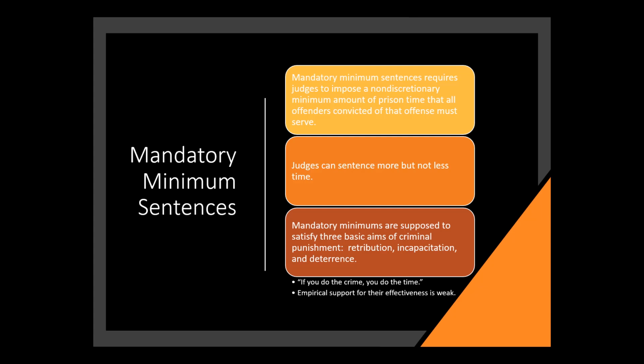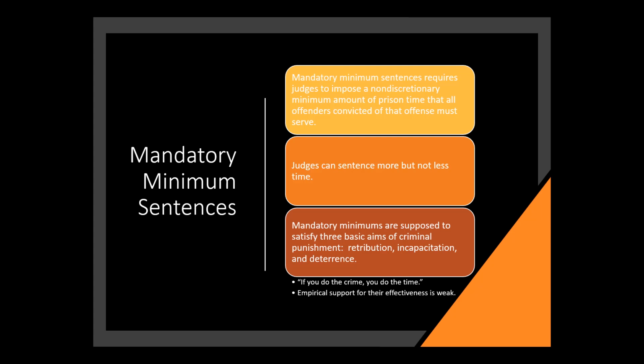Mandatory minimums are supposed to satisfy the 3 basic criminal punishments: retribution, vengeance; incapacitation, removing them from the society; and deterrence. Now, basically, this can be summed up as, you do the crime, you do the time. The biggest problem I see with this is that empirical support that having mandatory minimums keeps people from committing crimes and lowers the crime rate, there's not a lot of good evidence to support that's true. We've been studying this for going on 100 years, and even though it's an attractive idea to people that the more you punish, the lower your crime rate, it just doesn't seem to be true.